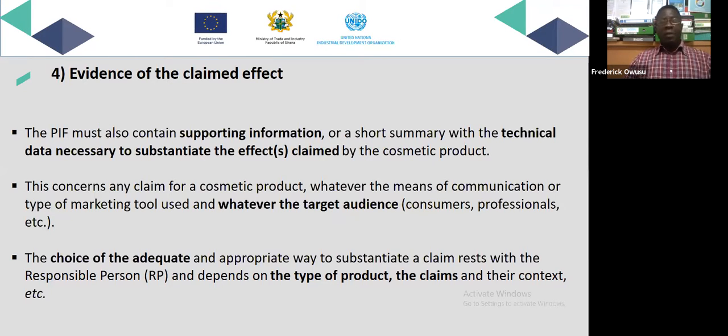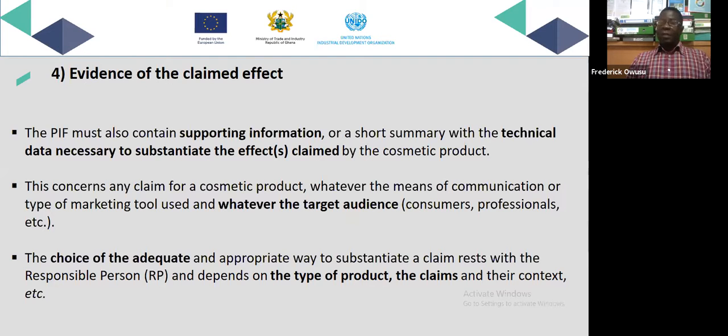Then also, the choice of the adequate and appropriate way to substantiate a claim rests with what? The responsible person, the RP, meaning the person who is representing the company in the importing country. So you should have a way of substantiating the claim. That is why that person should be knowledgeable, and therefore you should know everything about the product that is marketed on the European market.